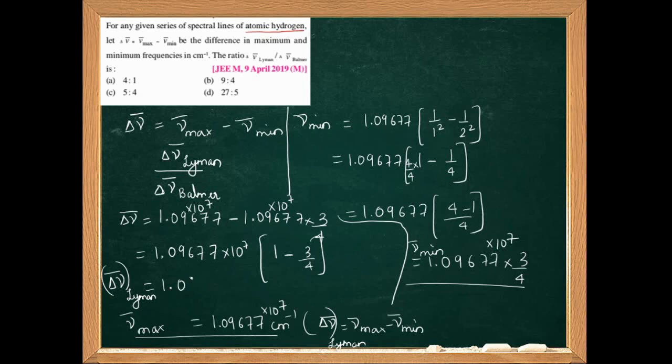So the delta nu bar for Lyman is 1.09677 into 10 to the power 7 into 1 upon 4. This is something which is important to me, and I'll be using it in a while. So first I'll find out for Balmer, and then I'll find out the ratio. So for Balmer I'll first find out.